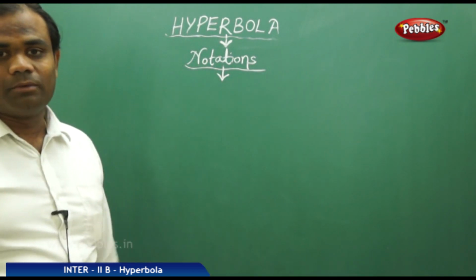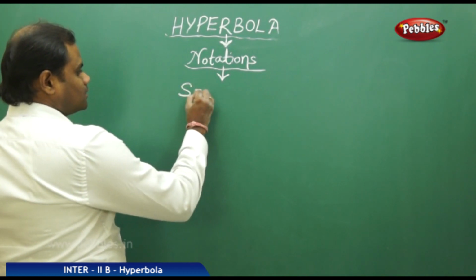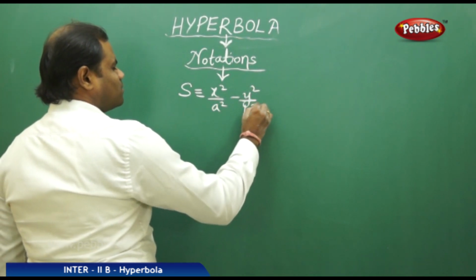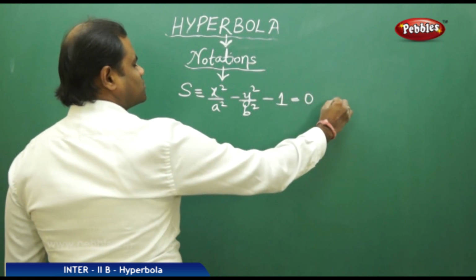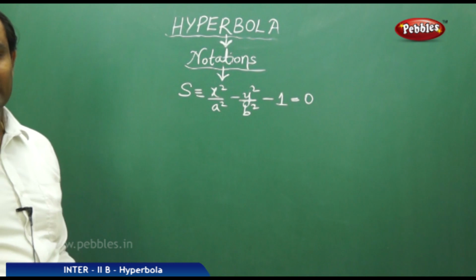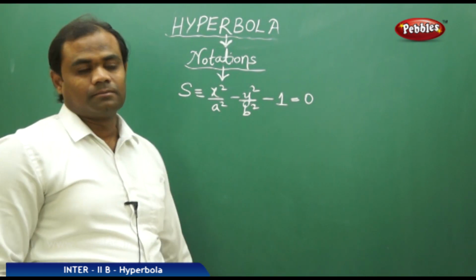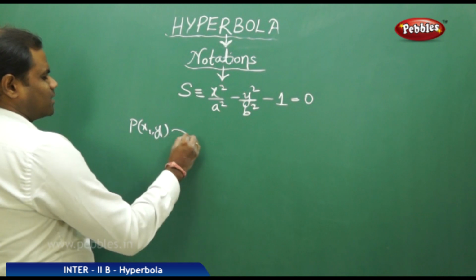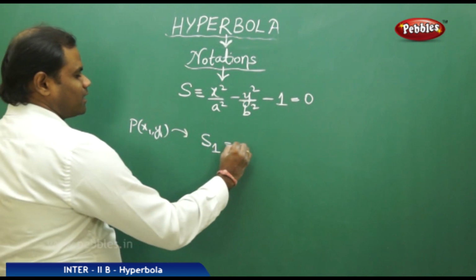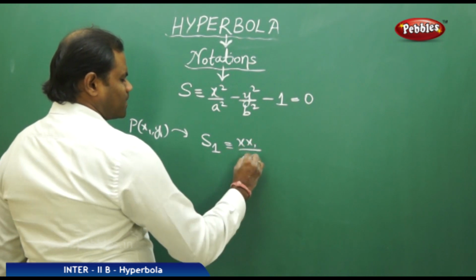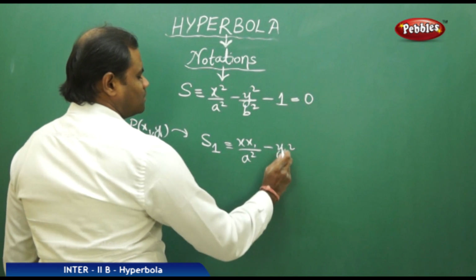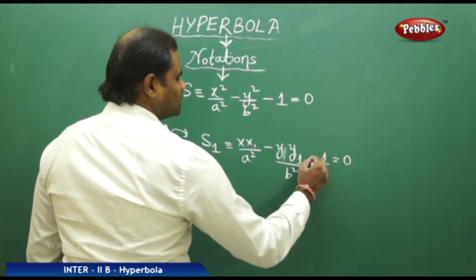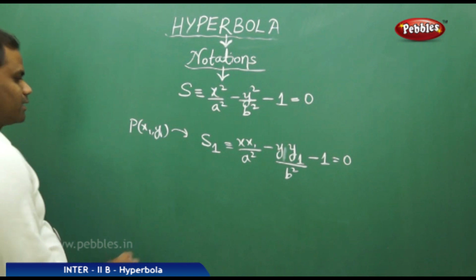In general, the standard form of hyperbola is denoted by S, identically equal to x squared by a squared minus y squared by b squared minus 1 equal to 0. That is how we denote the standard equation of hyperbola. Now if I take the point P (x1, y1), then its corresponding S1 is defined as x1 by a squared minus y1 by b squared minus 1 equals 0, which is what we get for (x1, y1).